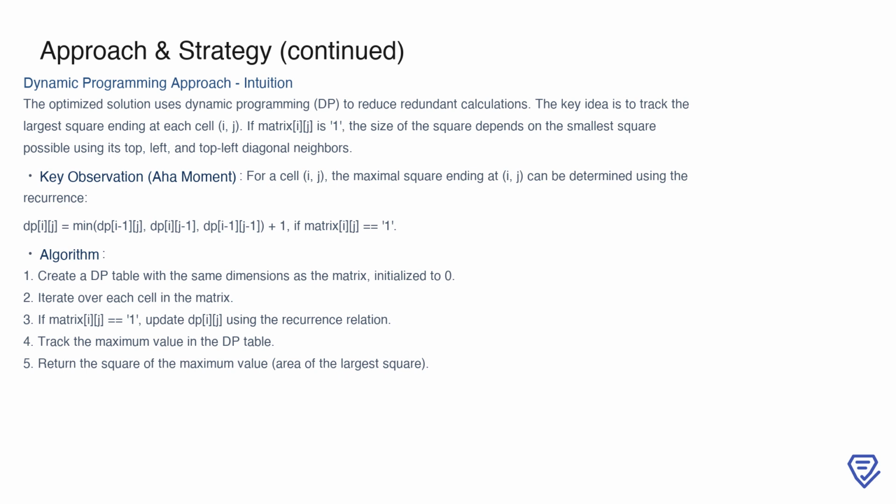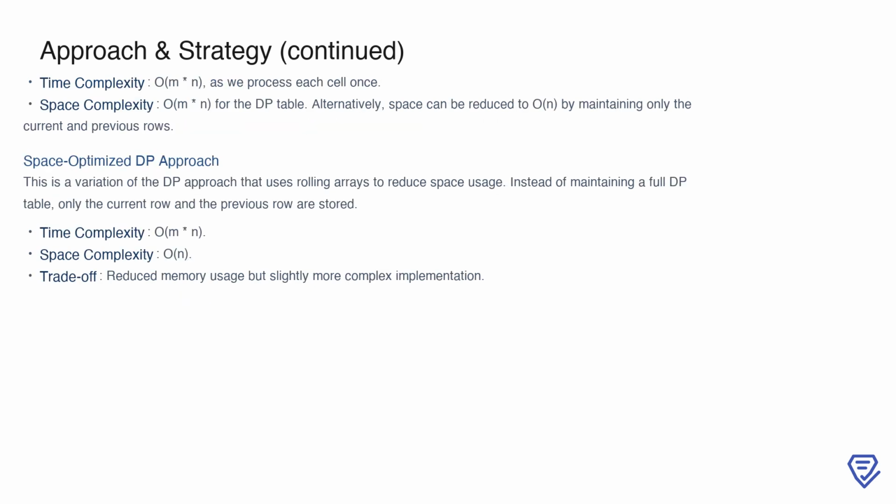To implement, we create a dp table matching the matrix dimensions, initialize it to zeros, and then iterate through each cell, updating the dp table based on this recurrence. By keeping track of the maximum value in the dp table, we can calculate the area of the largest square by simply squaring that maximum value. The dynamic programming approach significantly reduces redundant calculations, improving time complexity to O(m*n), since each cell is processed exactly once. However, this comes at the cost of additional memory, as the dp table requires O(m*n) space.